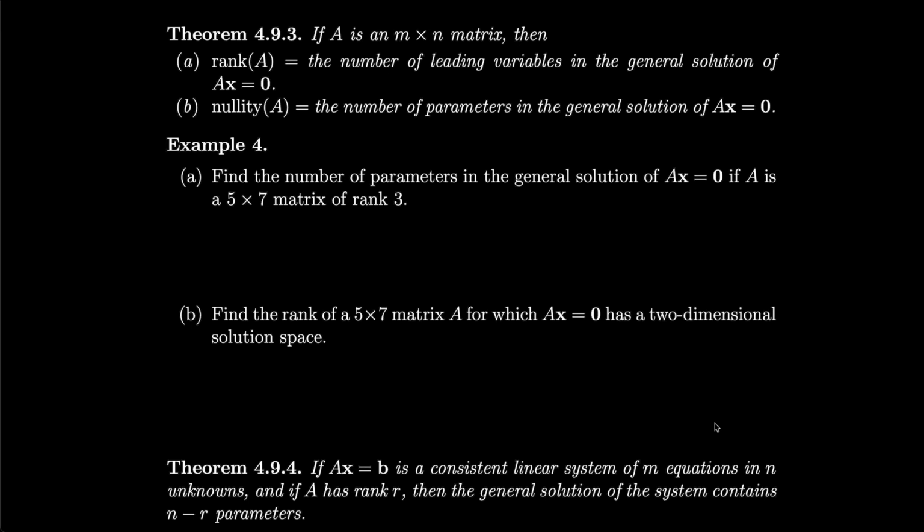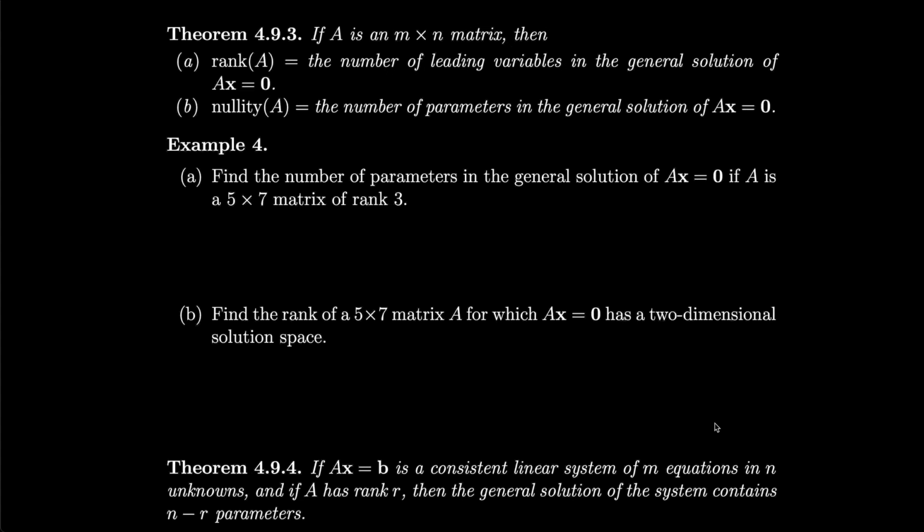If A is an m by n matrix, then the rank of A is equal to the number of leading variables in the general solution, and the nullity of A is equal to the number of parameters. We basically saw that that was true, but now we're officially stating that it is true in every case. Without proof, but you can see why it's true.